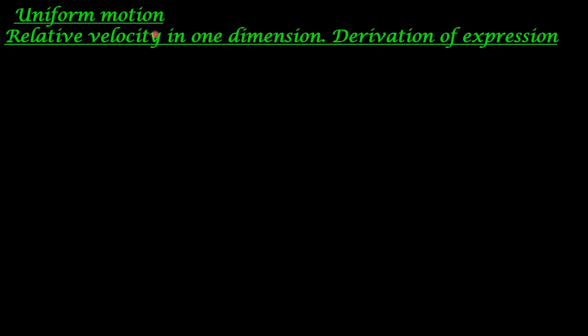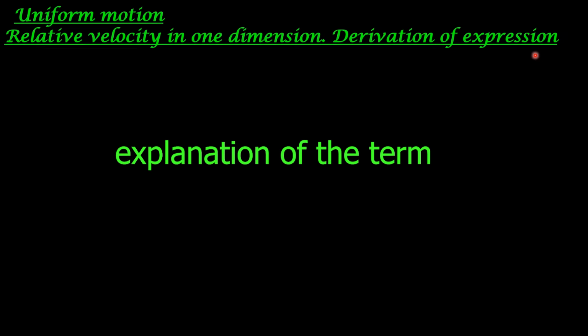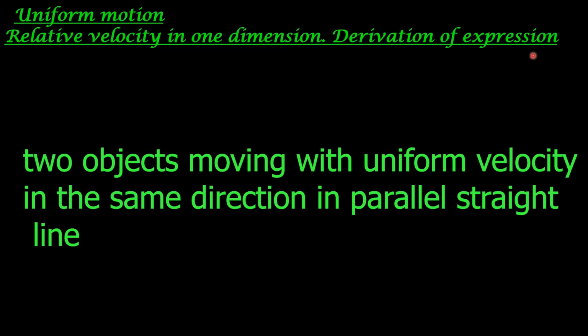We will discuss relative velocity in one dimension. I will explain this term first and then pass on to derivation. When do we use this term relative velocity? I will explain that. Imagine two objects A and B are moving along parallel straight lines in the same direction with uniform velocity VA and VB respectively.